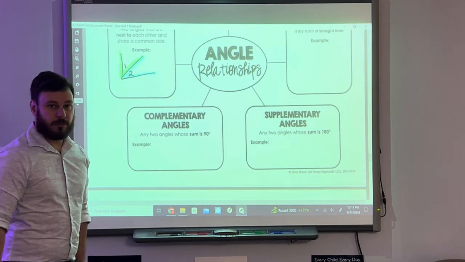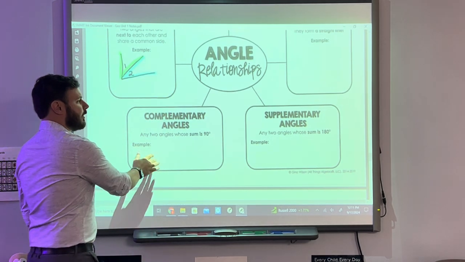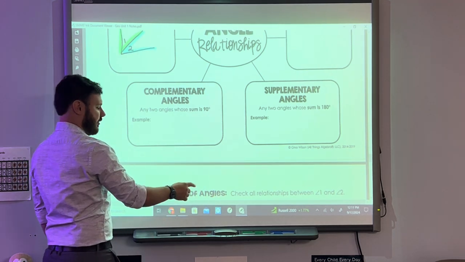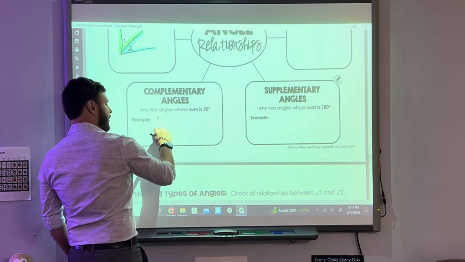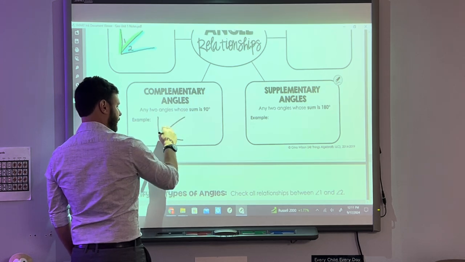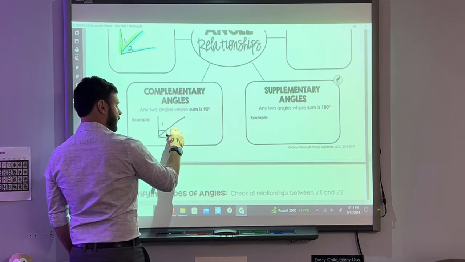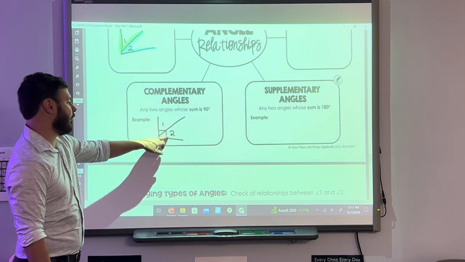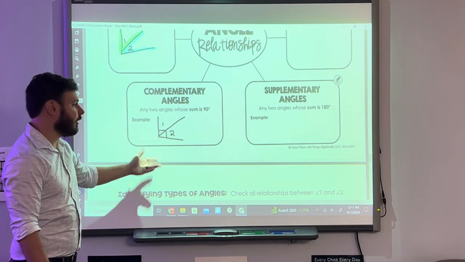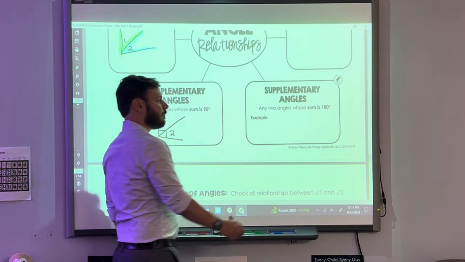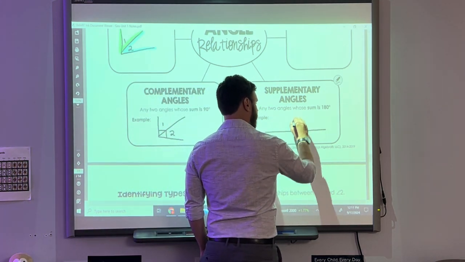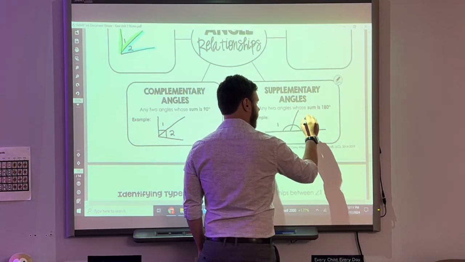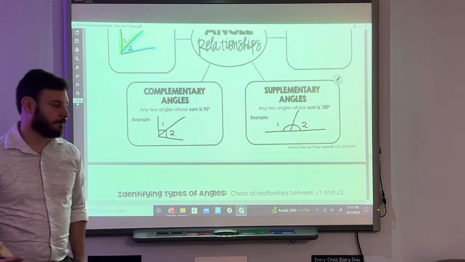Complementary angles and supplementary angles both function the same. You just have to remember that complementary is 90 and supplementary is 180. So here's an example that looks like the old one, where I have 2 angles, but because they come together to form 90 degrees, this right angle, these are complementary. Supplementary angles are 2 angles that form 180 degrees, also known as a straight line.